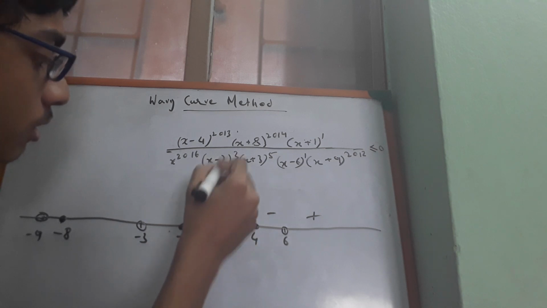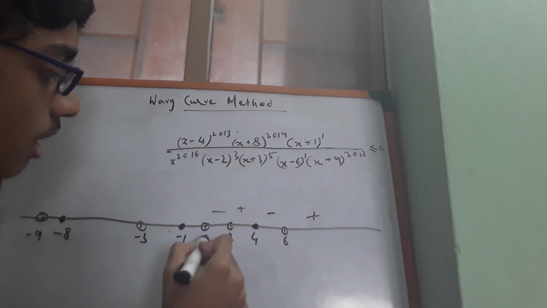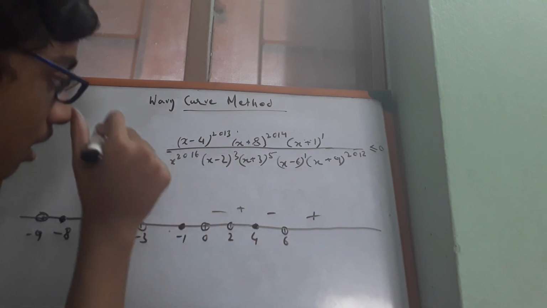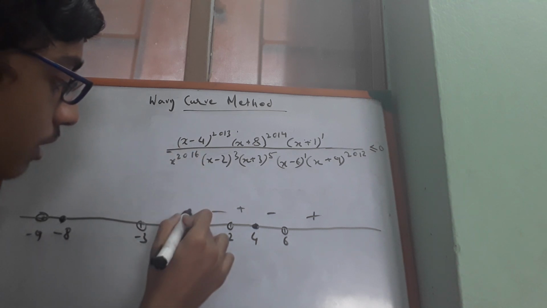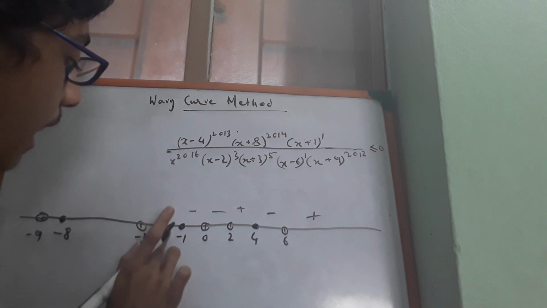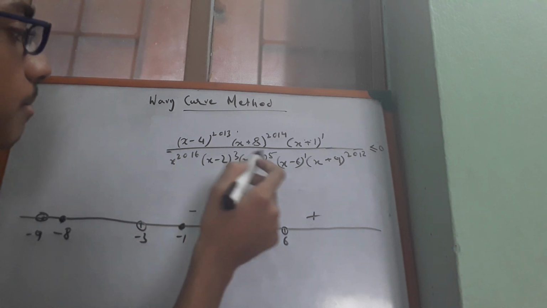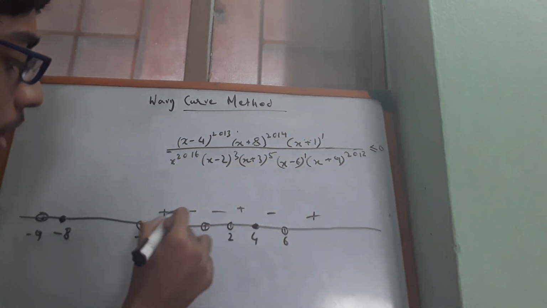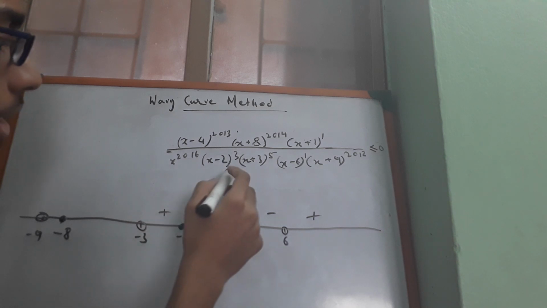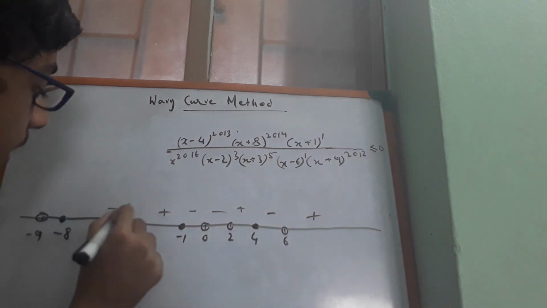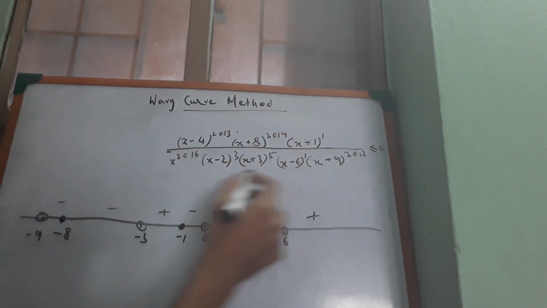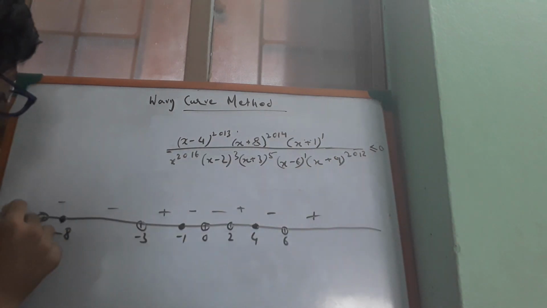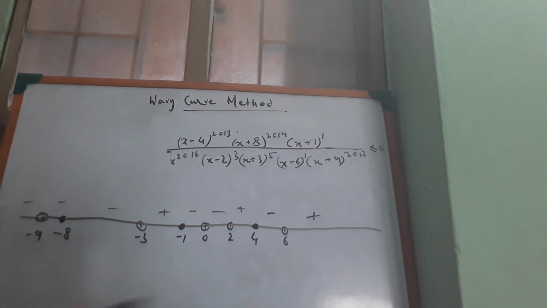2 has come from x minus 2. This is again odd. There will again be a sign change. This 0 has come from this. The power is even, so there will be no sign change. Minus for this region. Minus 1 has come from this bracket. The power is odd, so there will be a sign change. Minus 3 has come from this bracket. The power is odd, there will be a sign change. Minus 8 has come from this bracket. The power is even, so there will be no sign change. Minus 9 has come from this bracket. The power is even, there will be no sign change. That's all. Now you need lesser values, right?